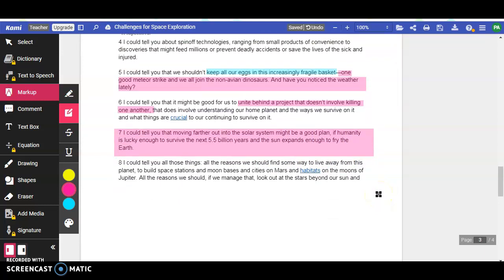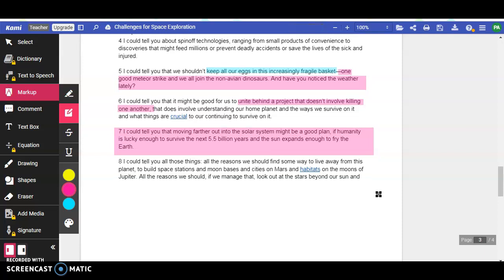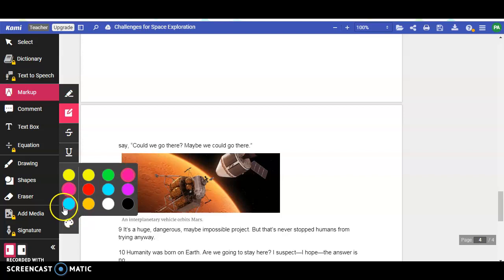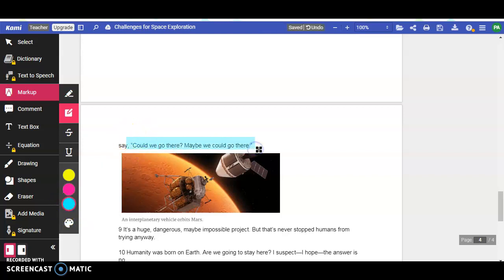I could tell you all those things, all the reasons that we should find some way to live away from this planet, to build space stations and moon bases and cities on Mars and habitats on the moons of Jupiter. All the reasons we should, if we manage that, look out at the stars beyond our sun and say, could we go there? Maybe we could go there. This is a line of repetition from paragraph 2.